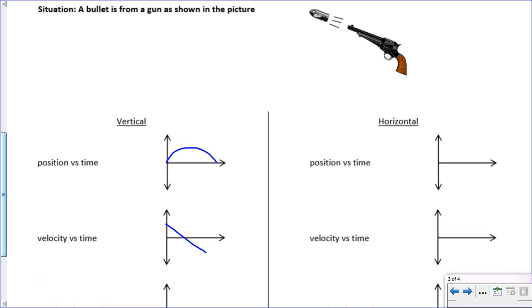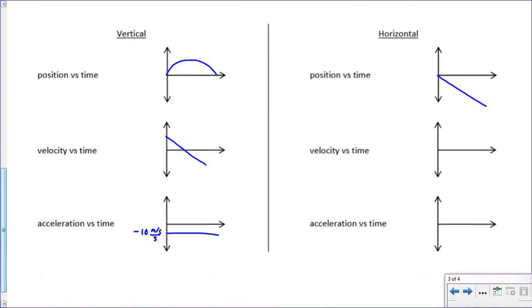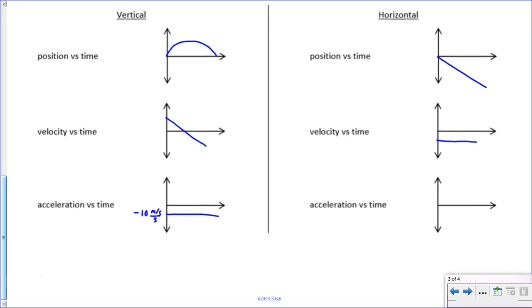So in the position versus time graph, it starts out at 0, and it's moving with a constant velocity in the negative direction. And so what we end up with here is a straight line, a slanted line that comes down from the origin. For the velocity versus time, as I said, we have a constant negative velocity, so it's a flat line under the axis. And then for the acceleration on the x-axis, we have no acceleration, so it should be right at 0 for that.